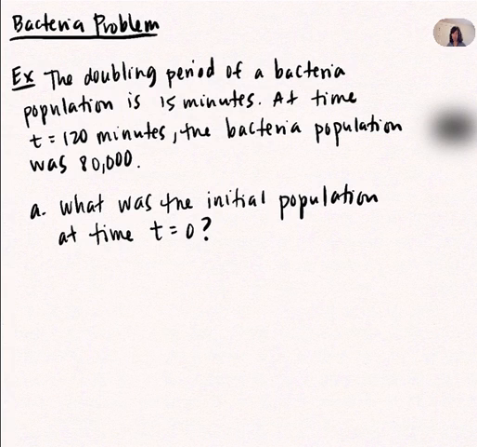Let's do a problem related to bacteria. The doubling period of a bacteria population is 15 minutes. At time t equals 120 minutes, the bacteria population was 80,000. What was the initial population at time t equals 0?